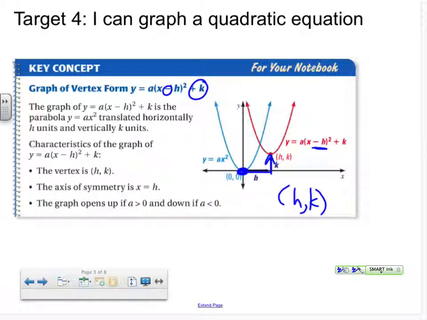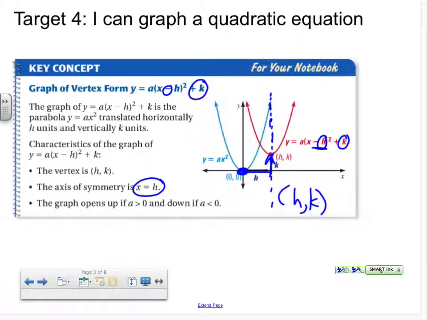And so our vertex, in vertex form, you're going to be able to read it right out of the equation. There's H, K, that's the coordinates of the vertex. And our axis of symmetry goes through the vertex. Well, our axis of symmetry is x equals whatever our h value is. That's the vertical line that balances our parabola.